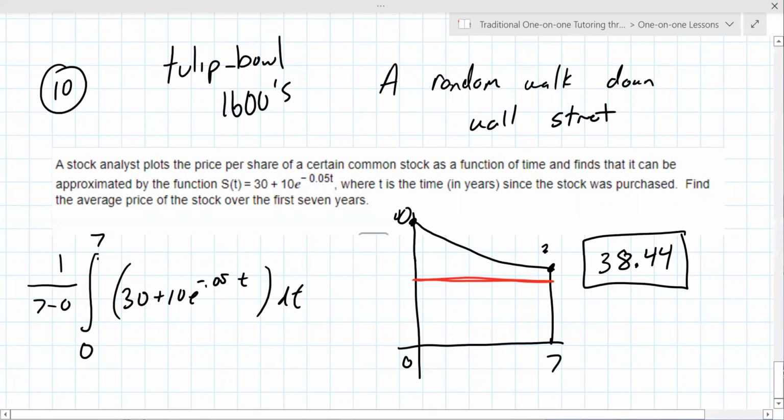11 is another one of these integrals, but I need to look this one up for the formula. Present value.